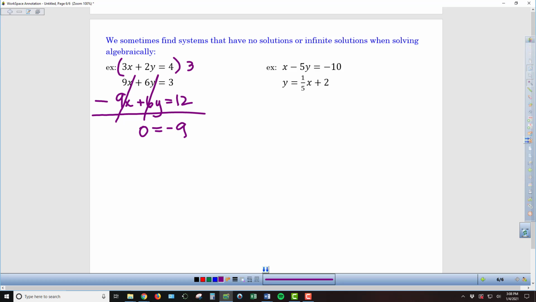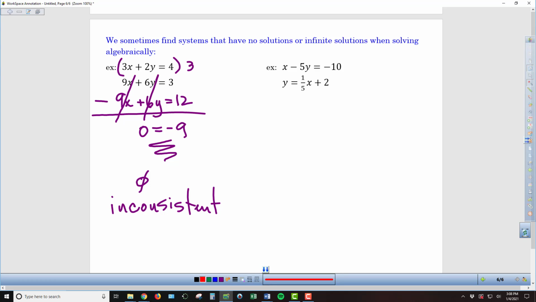So in a circumstance like this, where all of our variables disappear, but we end up with a false statement like this, then we know that these lines are parallel and that there is no solution to this system. So we also learned that this system is inconsistent, meaning that there is no solution to that system.